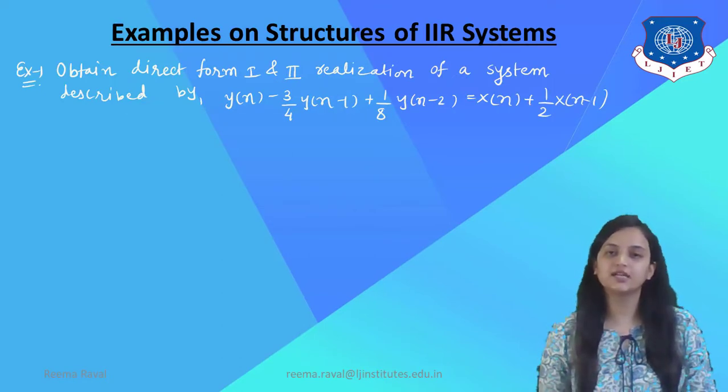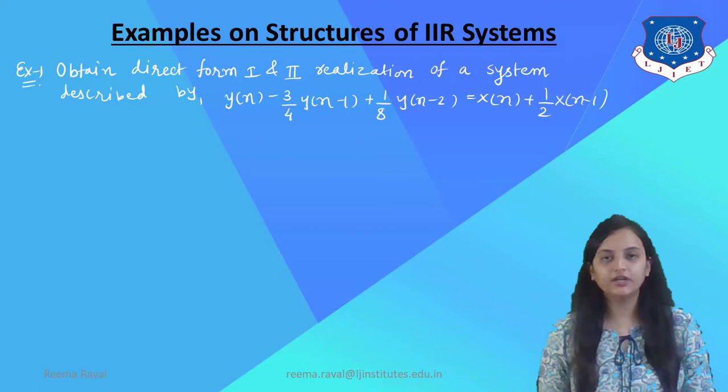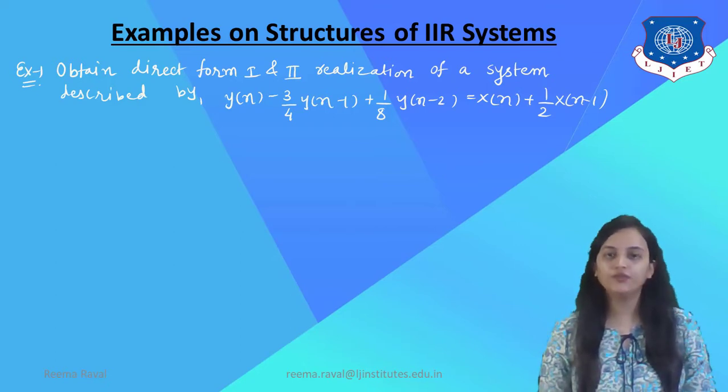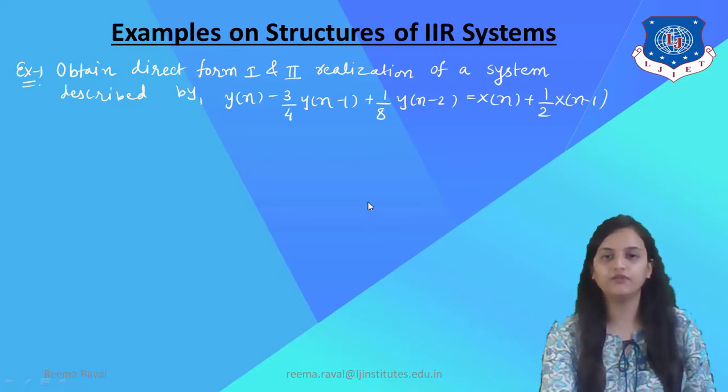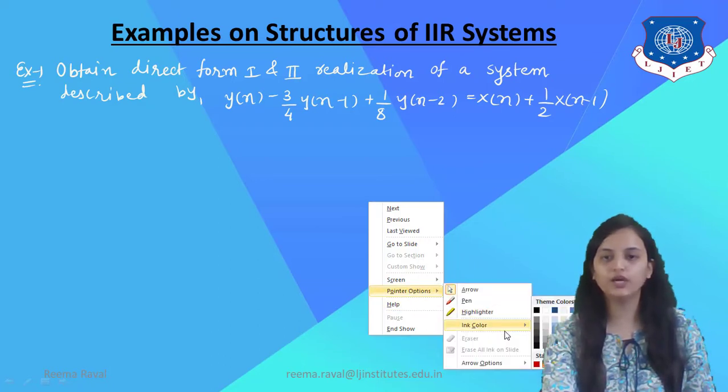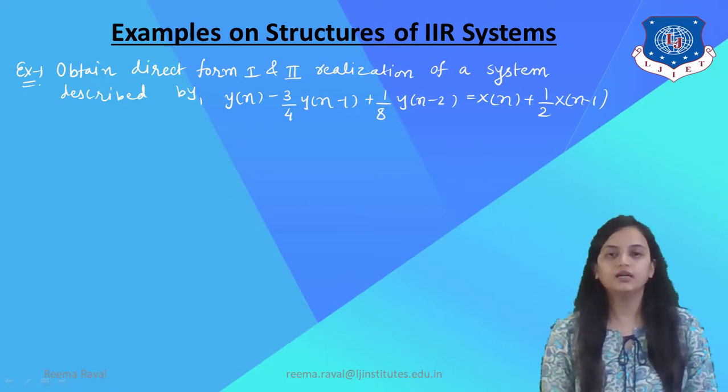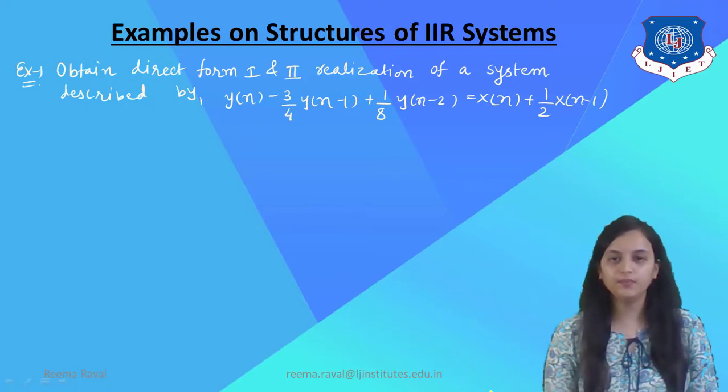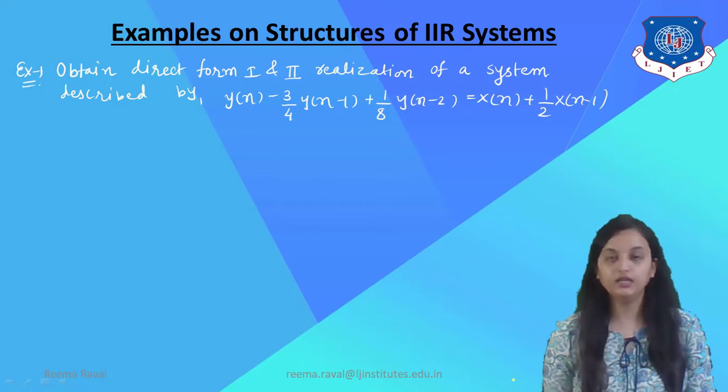So first of all, let us consider the problem in which it is given that you obtain the direct form 1 and 2 realization of a system which is described by the difference equation given as y of n minus 3 by 4 y of n minus 1 plus 1 by 8 y of n minus 2, that is equal to x of n plus 1 by 2 x of n minus 1. So this is the equation given to you based on which you need to draw the structure. Here you are asked to draw the direct form 1 and 2 structures.